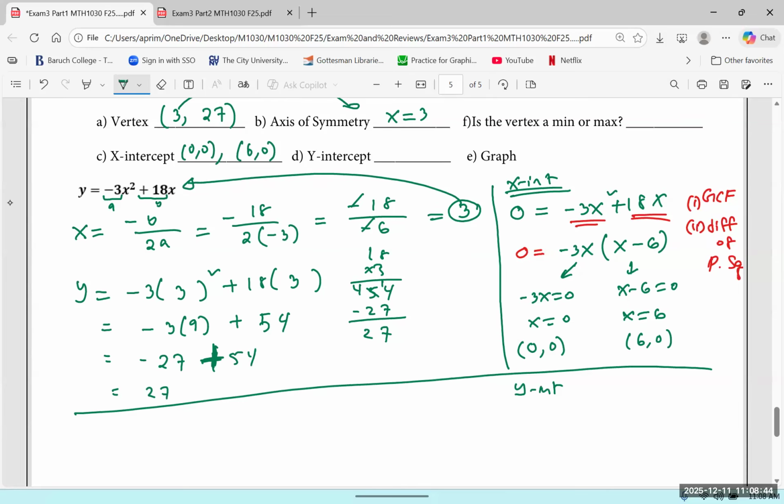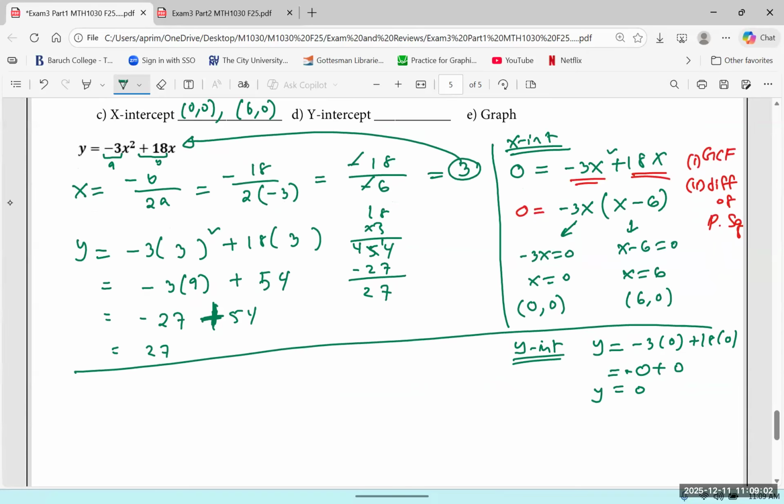To find the y-intercept, we don't want to see the x. So we set all the x to be 0. So we have negative 3 times 0 squared, plus 18 times 0. In other words, we have minus 0 plus 0, which is 0. So the point we get from here is (0, 0).